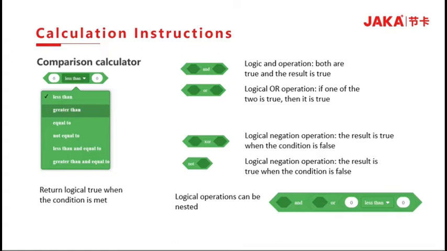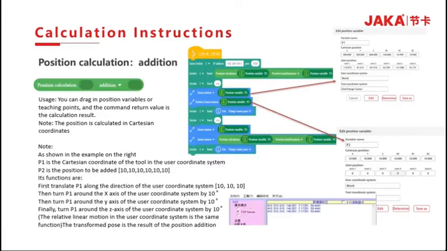Logical OR operator, if one of the two is true. XOR operation, the result is true when the two are different. Logical negation operator, the result is true when the condition is false. Logic operations can be nested.